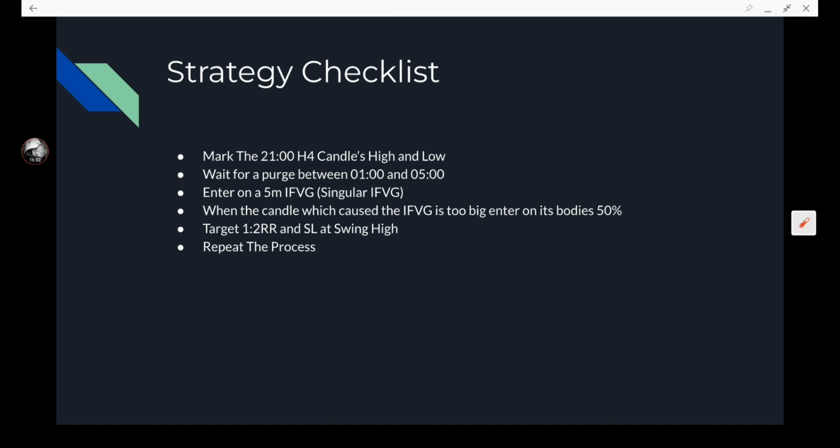So basically, as we have said before, you mark the 9 p.m. H4 candle's high and low, or you can use the indicator which I'm using. I'll show you the indicator later at the end of the video. So please stay to the end of the video if you want to know the indicator.